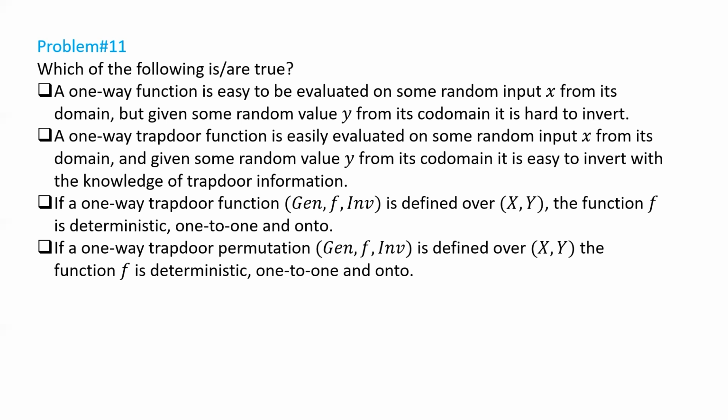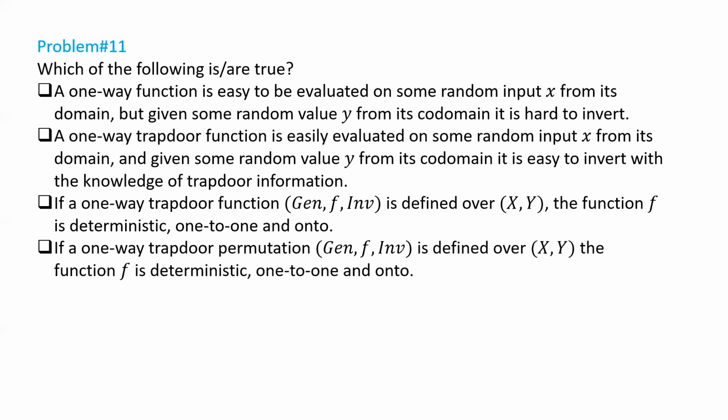Third option: a one-way trapdoor function with these three algorithms, Gen, that is the key generation algorithm, f is the function and inverse is the inverse function. It's defined over x comma y, that is x is the input space and y is the output space or codomain. The function f is deterministic, 1-to-1 and onto. So the one-way trapdoor function is a deterministic function. For input x, it will always give the same output y, and it is 1-to-1 as well, because if it is not 1-to-1, then there will be some x1 and x2 in the input space which may map to the same output y.